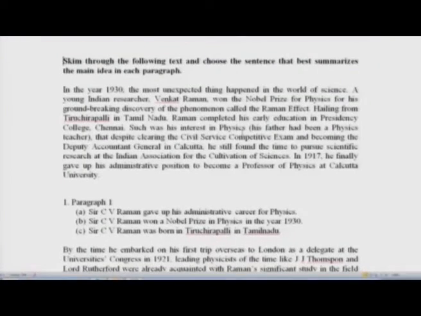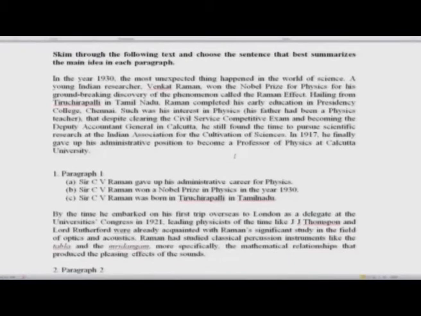The extracts here you see are about Venkat Raman, C.V. Raman, a very famous scientist. Let us read the text and try to identify the main idea of each paragraph. I am starting. In the year 1930, the most unexpected thing happened in the world of science.